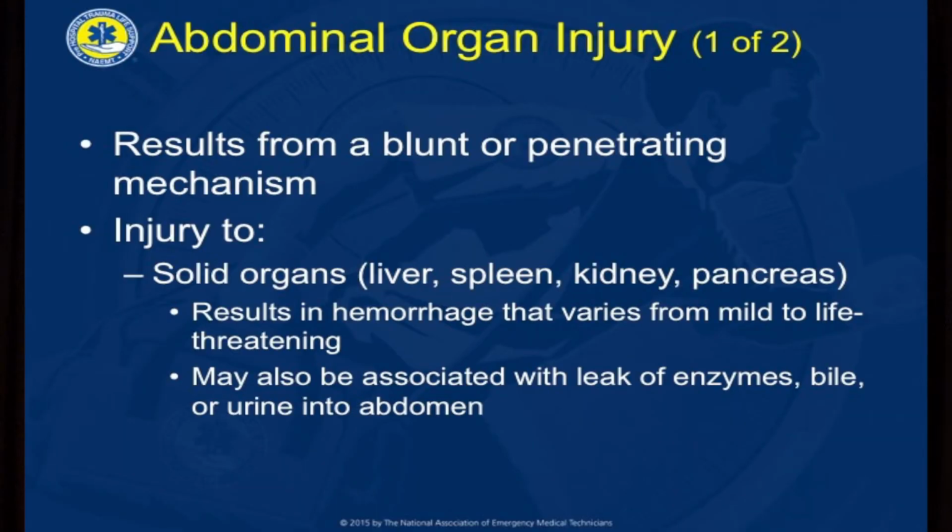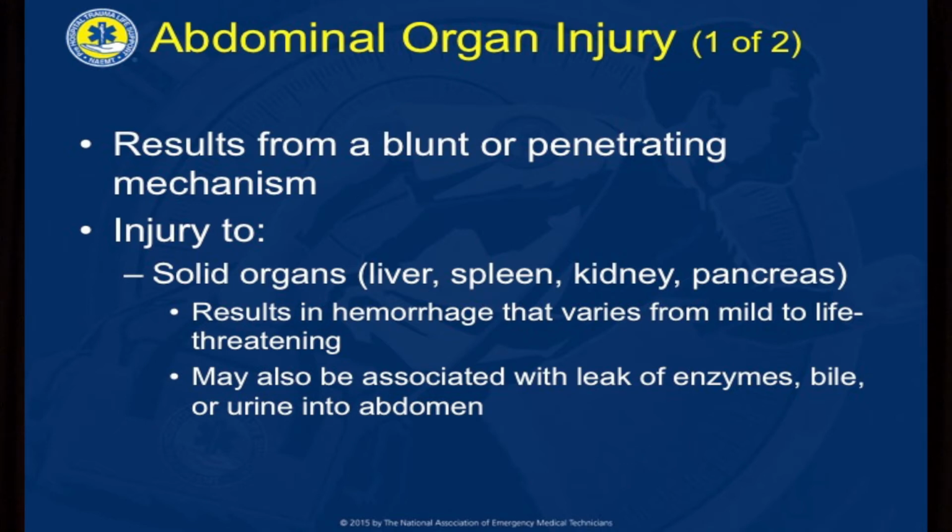Some other things you might see in the abdomen, we said the solid organs like the liver, spleen, kidney, pancreas, those things are going to have some significant bleeding. Solid organs bleed, and they can bleed a lot. There's a lot of perfusion going through the kidney and liver, your spleen as well. So anything that damages them, from tears to penetrations to compression injuries, those can all cause a significant amount of bleeding in there.